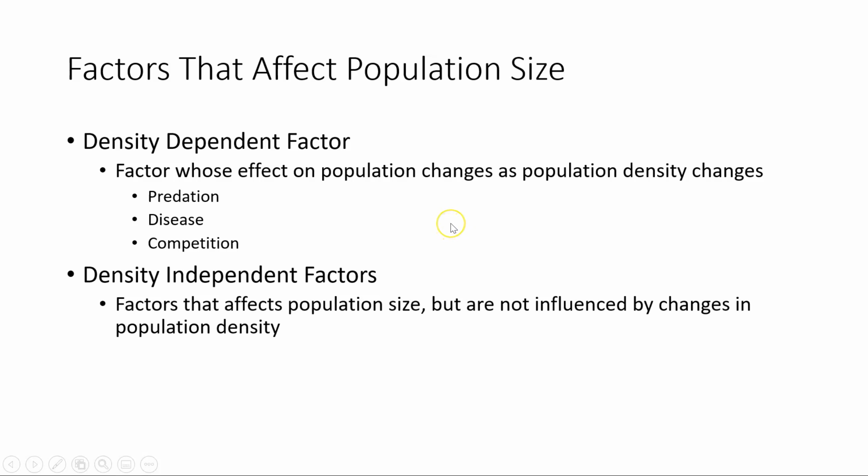Okay, there's also density independent factors that come in sort of randomly occasionally to affect our population size that aren't really dependent on the size or density of a population. So that would be things like a severe weather event, right? Or a volcanic eruption. Those things, of course, can impact a population size, but they're not really dependent on how big or dense a population is.